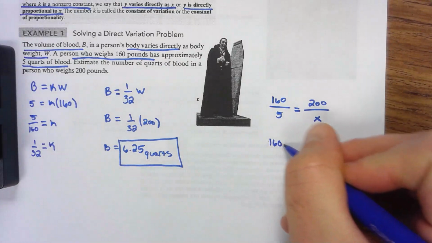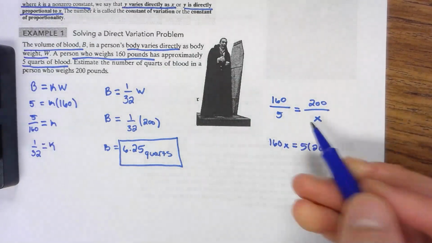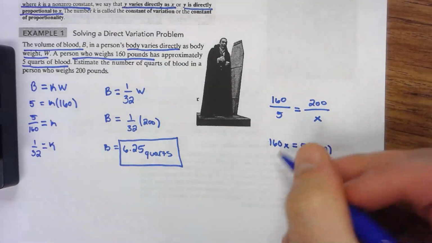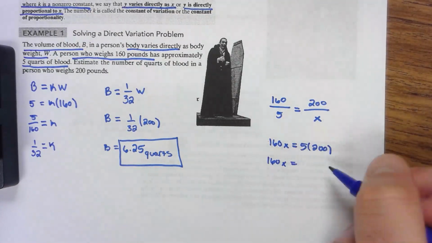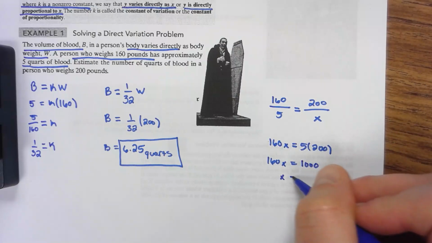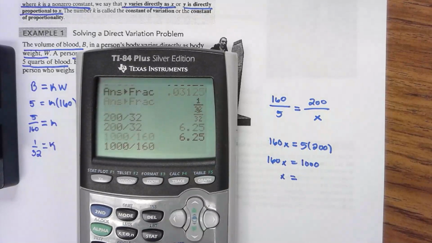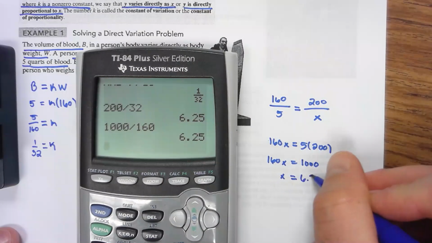So this would be 160X equals 5 times 200. This is a situation where we would cross multiply. So 160X equals, would that be 1,000? And so then 1,000 divided by 160. Oh, look at that, 6.25. So yeah.